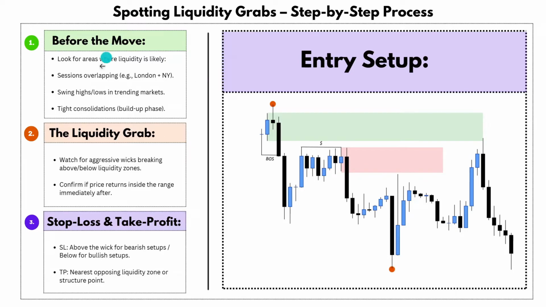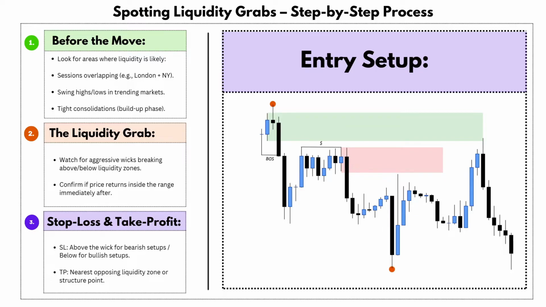So number one, before the move, we have to look for areas where liquidity is likely to be hiding. Then we can see where sessions may be overlapping, such as the London and the New York session. And then we need to detect swing highs and swing lows in trending markets. Remember that the swing highs and swing lows are key points of liquidity.